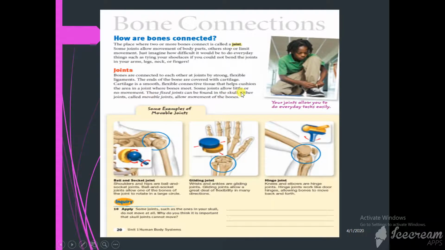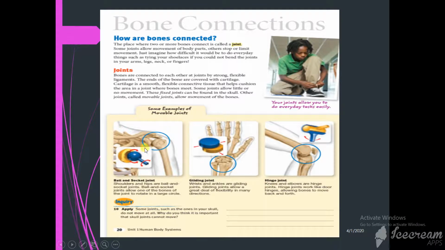Some joints allow little or no movement. The fixed joint, for example, is your skull. Your skull is joined with different bones, but they're fixed. And mostly others are movable joints, which allow movement of the bones. Examples of movable joints, girls, remember the names first: ball and socket, gliding joint, and hinge joint. Ball and socket, gliding joint, and hinge joint.